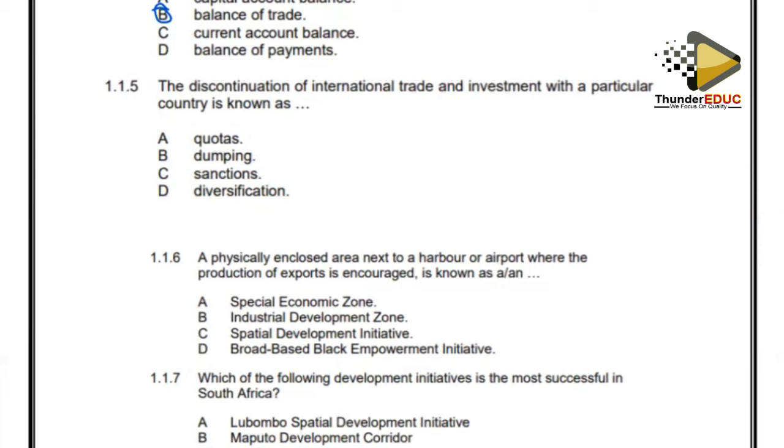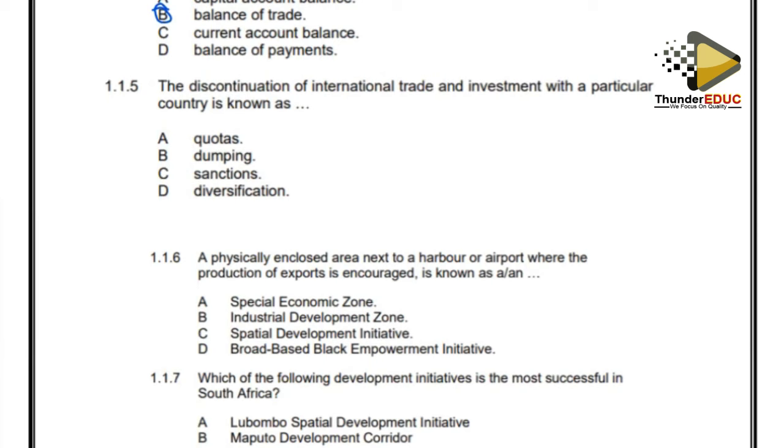1.1.5, we have: the discontinuation of international trade and investment with a particular country is known as dash. So let's talk of international trade. Before I can even move on to international trade, let's explain the word trade alone. When you talk of the word trade, there's no processing, there's no manufacturing of goods and services. But in this regard, goods are being bought from the supplier with the aim of resale. Nothing is being processed and nothing is being manufactured.